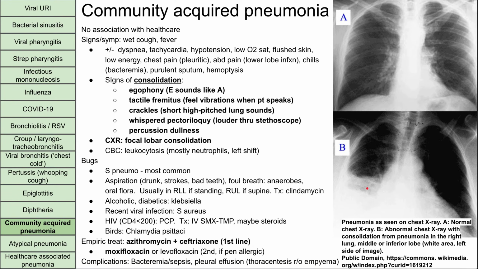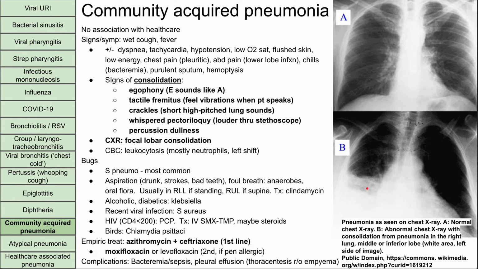On CBC, you can see leukocytosis, so high white blood cells. These new white blood cells are mostly neutrophils, and they're like young neutrophils, so it'll be a left shift. It'll be like the body creating more neutrophils to fight this infection. There's a number of bugs that can cause community-acquired pneumonia. The most common for everyone is Strep pneumo.